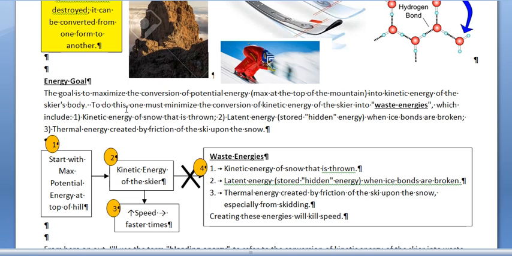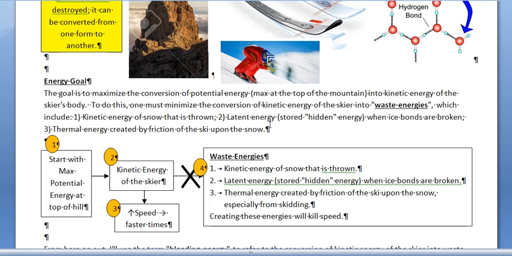To do this, one must minimize the conversion of kinetic energy of the skier into waste energies, which include kinetic energy of snow being thrown, right? That's energy of motion of the snow. That's not helping you, right? That's taken away from your speed. So if you see a skier throwing a lot of snow, you know he's bleeding a lot of energy. He's wasting a lot of energy, and that's slowing him down.